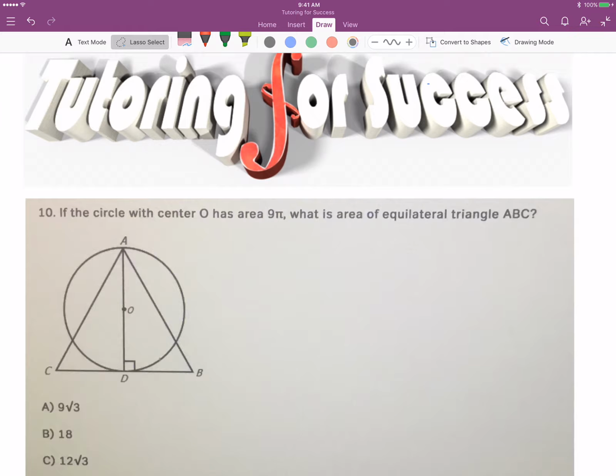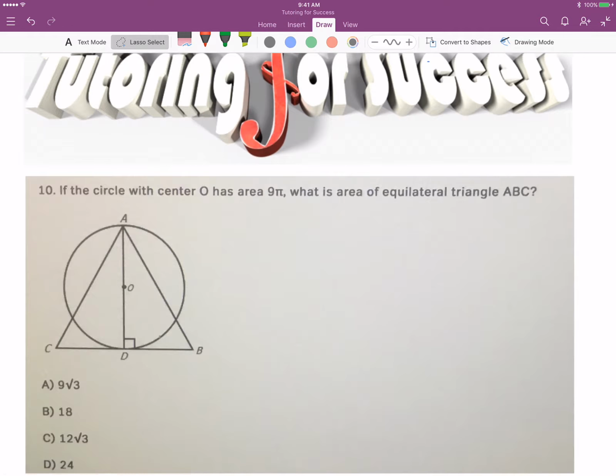This is a geometry problem where you have equilateral triangle ABC, and we have a circle centered at O. The area of the circle is 9 pi, and I need to find the area of triangle ABC.